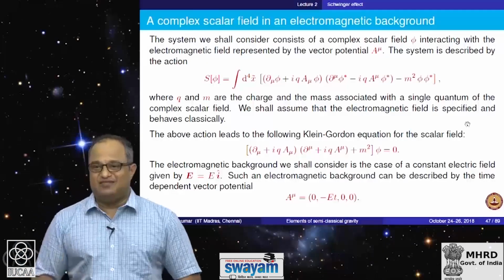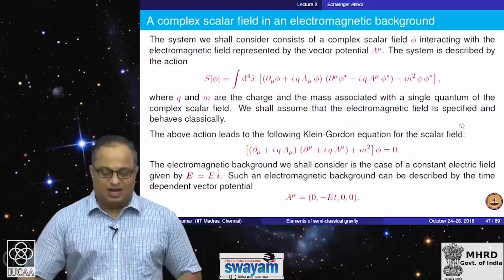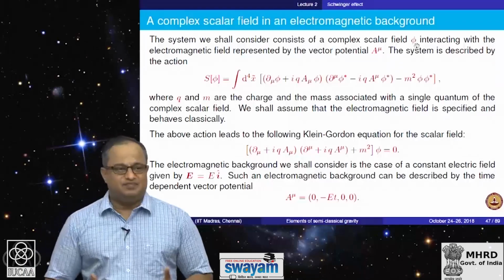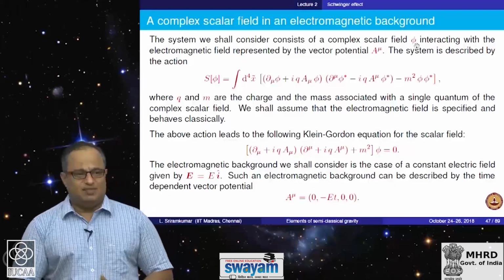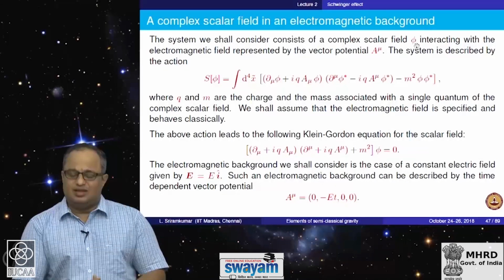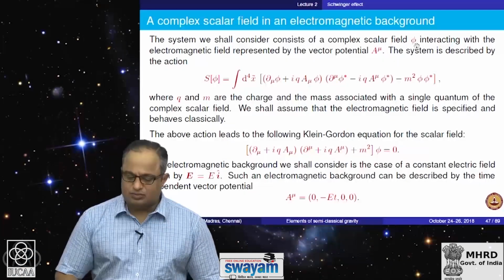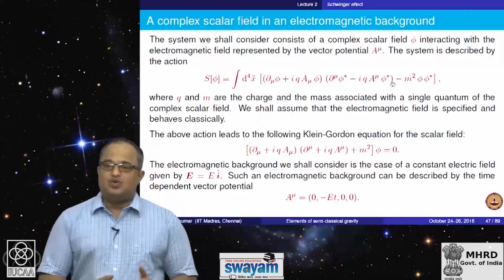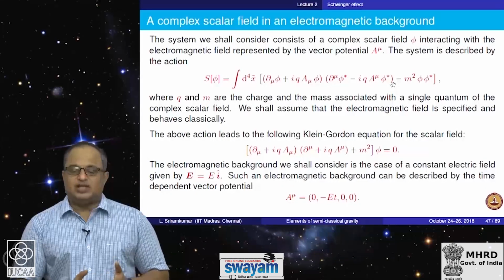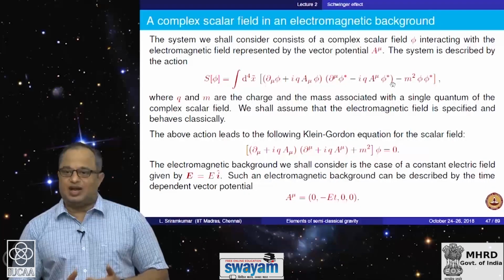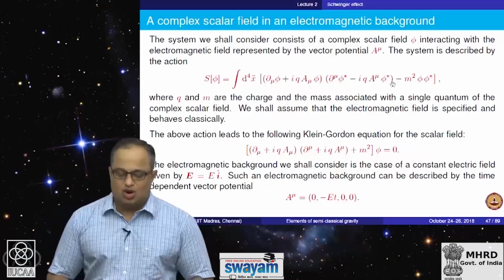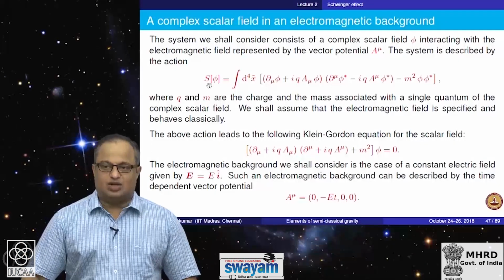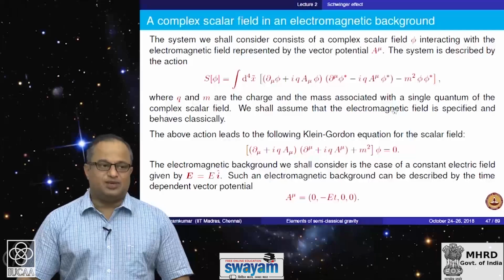So, a real scalar field will not do, and therefore, I will consider a quantum scalar field phi, and here I am going to work in 3+1 dimensions to illustrate the standard Schwinger result, and I will consider a massive field, and A mu is the vector potential that describes the electromagnetic field, and as you would know, the action describing such a complex scalar field is given by this expression.